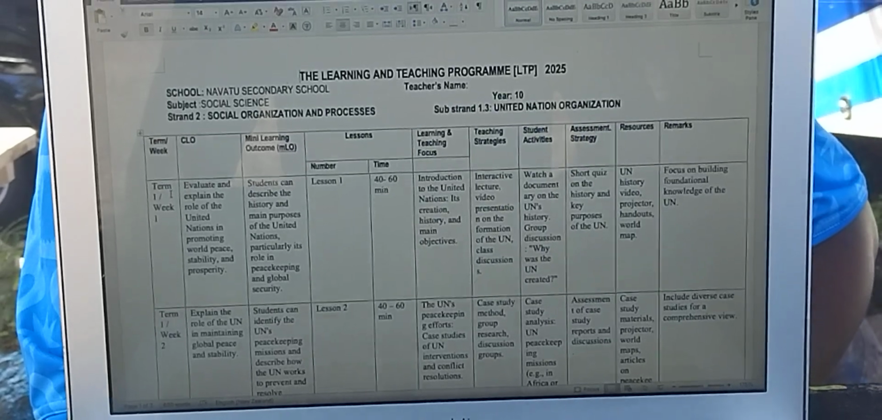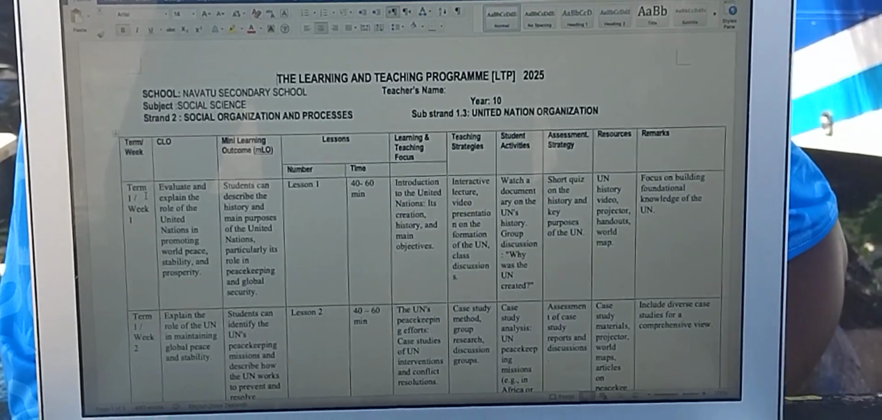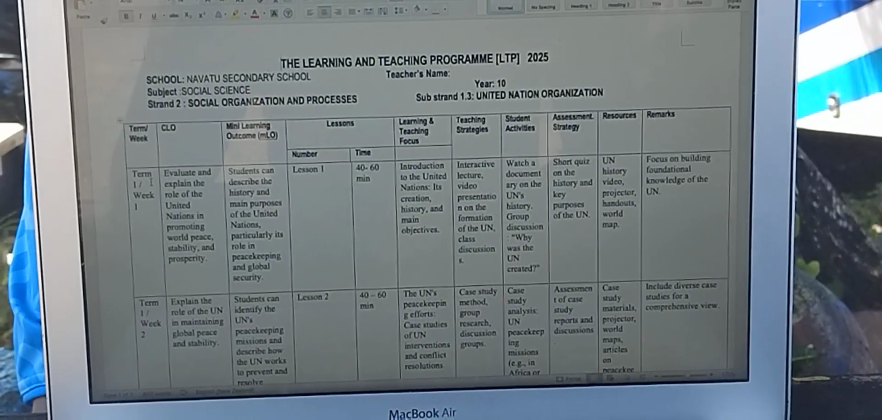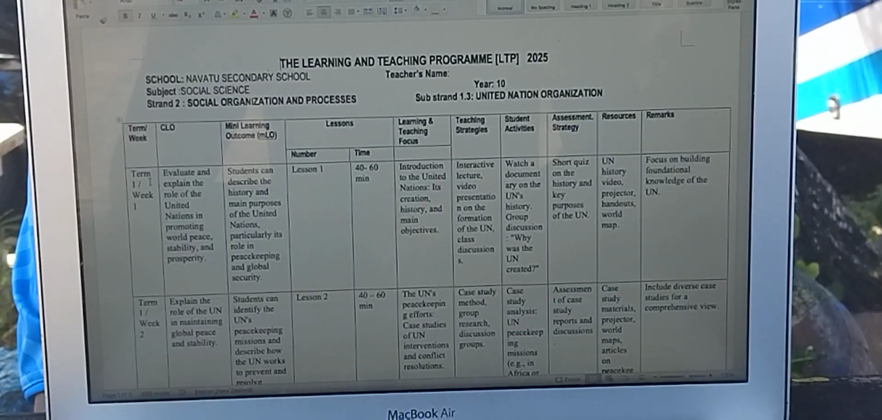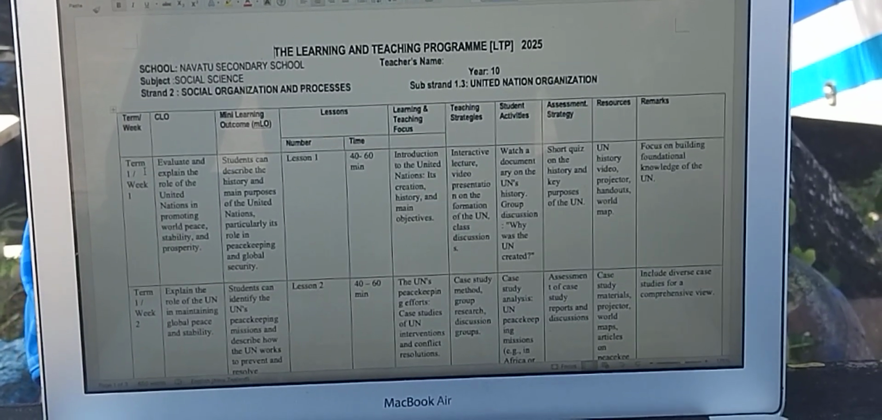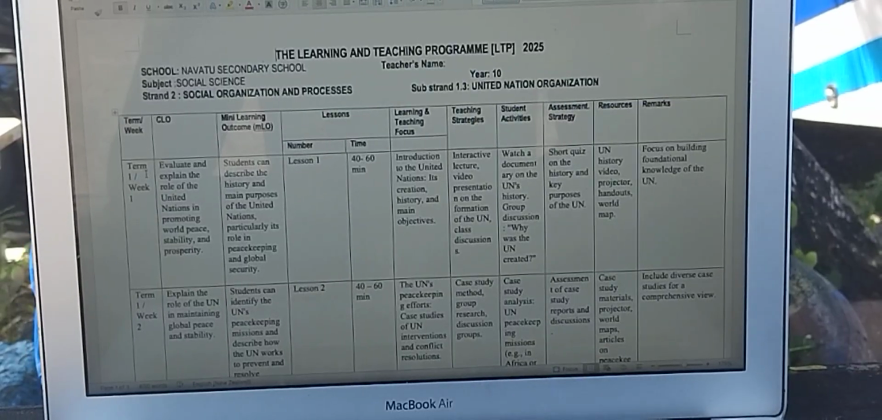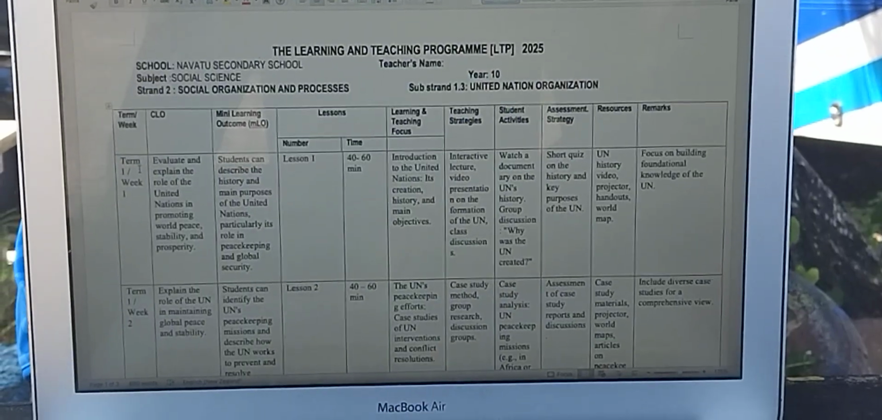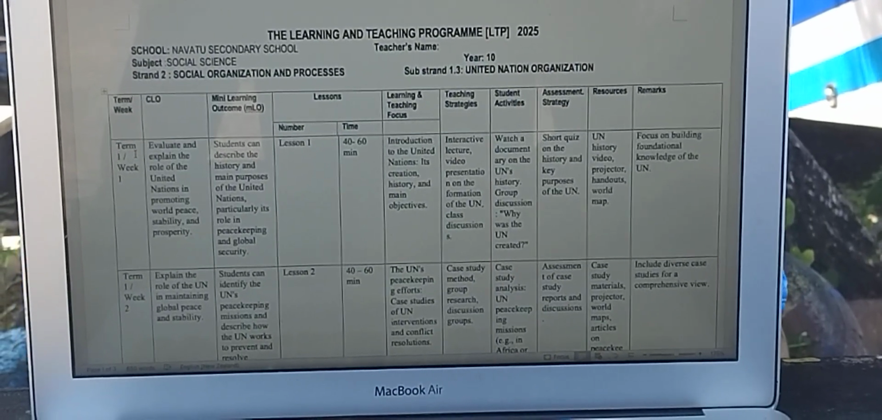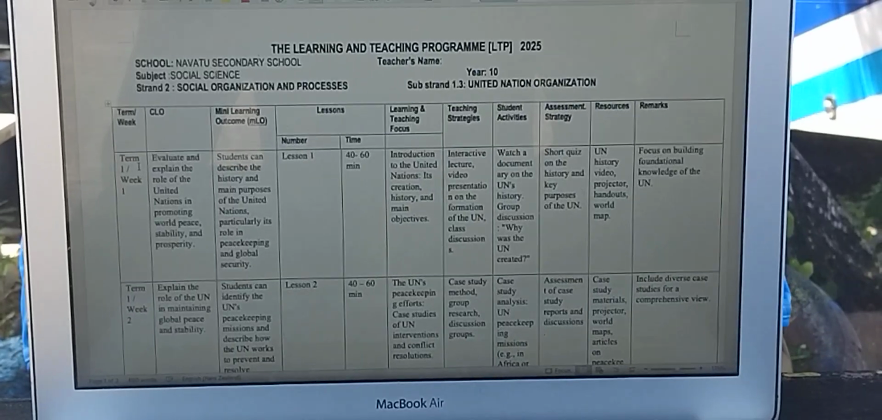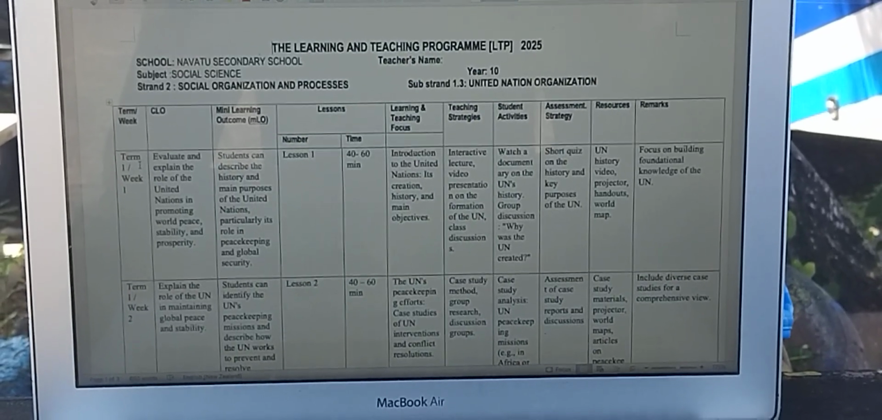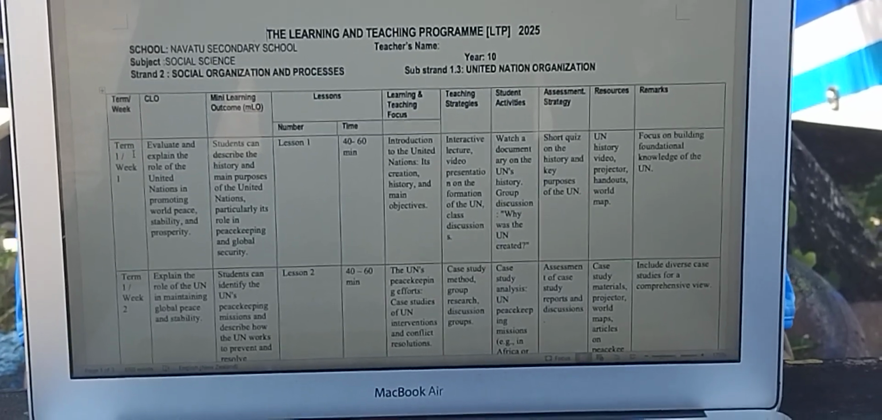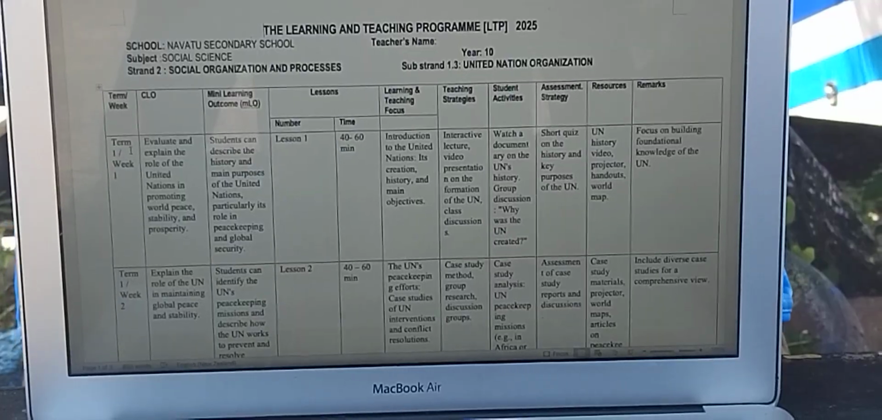Welcome. As for today, we're going to discuss the learning and teaching program. We picked the school from Novatus Secondary School, and the strand that we picked is Social Science Organization and Process, Substrand United Nations Organization. As for week one, the content learning outcome is to evaluate and explain the role of the United Nations in promoting world peace, stability, and prosperity. The meaning learning outcome is for students to describe the history of the United Nations, particularly its role in peacekeeping.